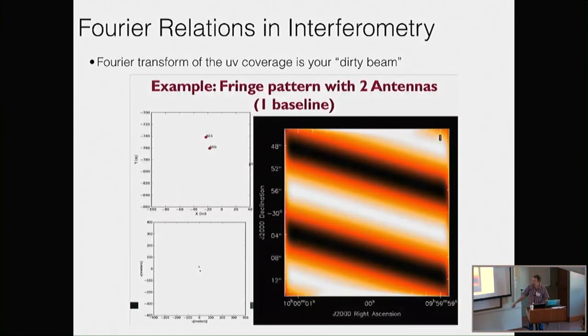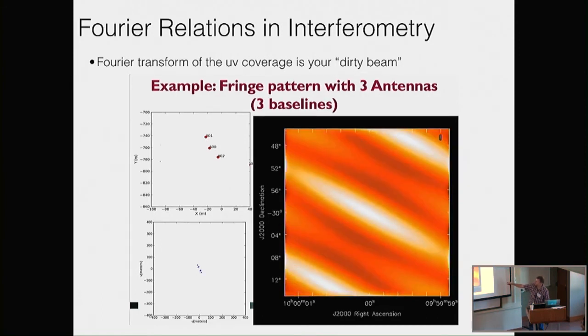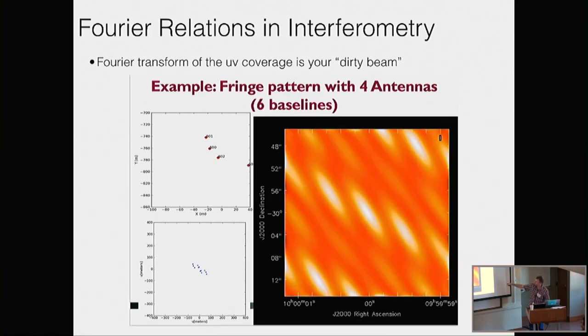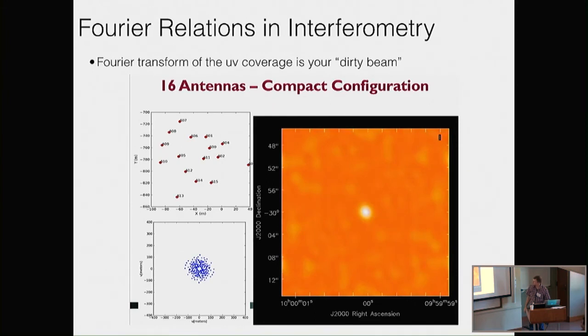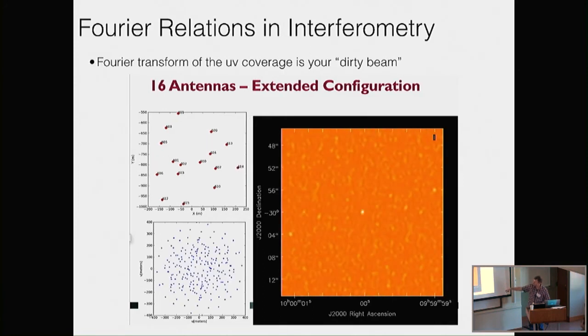So this is the beam of a single baseline. It responds to a sine wave, a plane wave across the sky. As you add a third antenna, you get a slightly more localized beam, and then 4, and then 8, and then 16, and now you have something that kind of looks like the sort of PSF you'd hope to have. And if you make the array larger, if you extend the antennas out further in the UV plane here, then this beam will get even smaller. But you'll have more little side lobes, if you will, of your response.